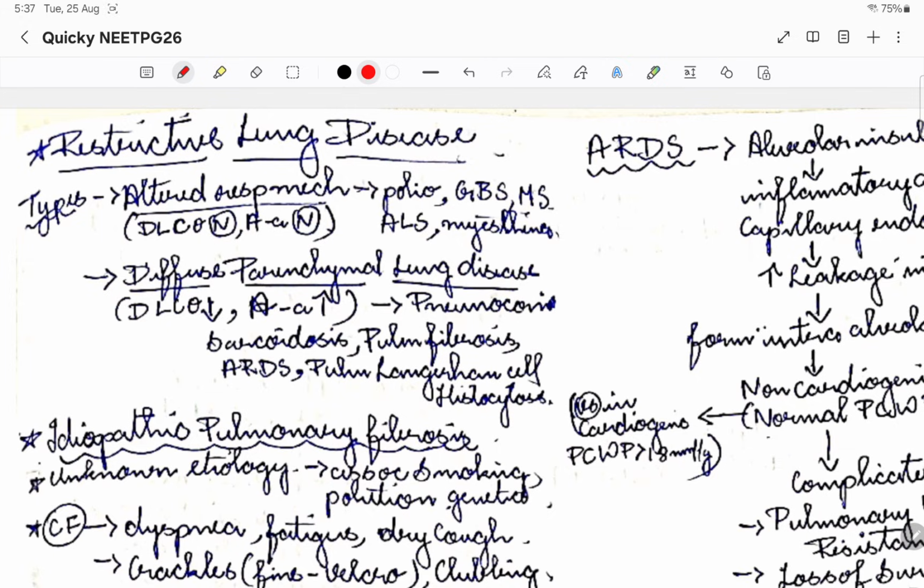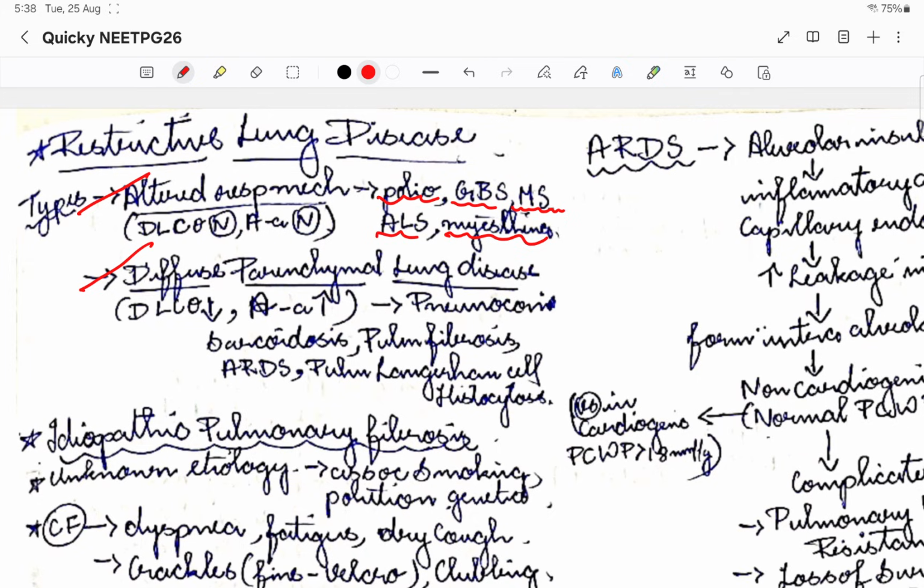So now let us take a look at the types of restrictive lung disorders. So altered respiratory mechanism lung disorders and diffuse parenchymal lung disorders. Okay, so basically if there is altered respiratory mechanism, it will be in polio, Guillain-Barré syndrome, and MS, that is multiple sclerosis, ALS, and myasthenia gravis. So here there is a respiratory mechanism that is altered. So this will also lead to restrictive lung disorders.